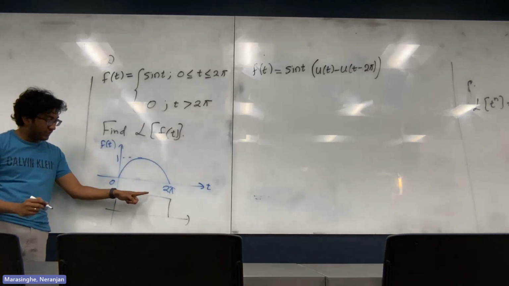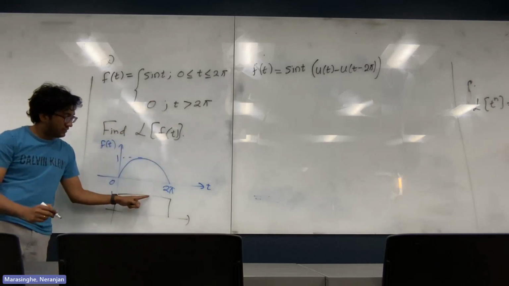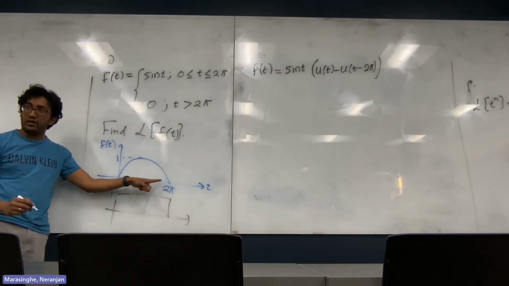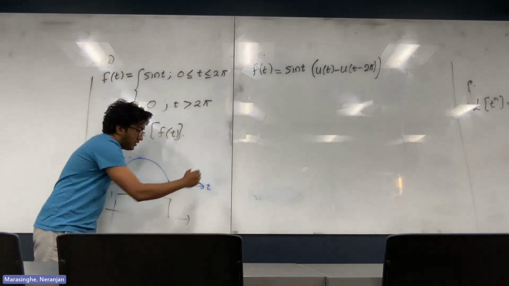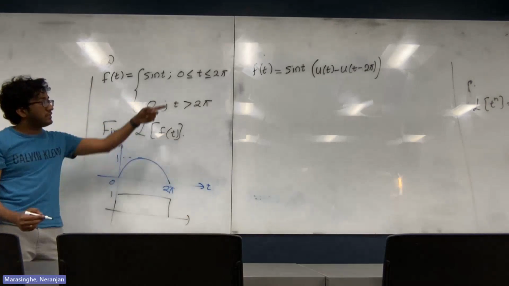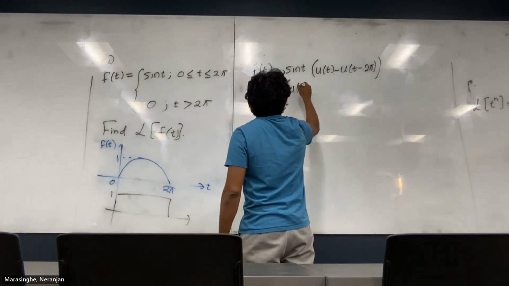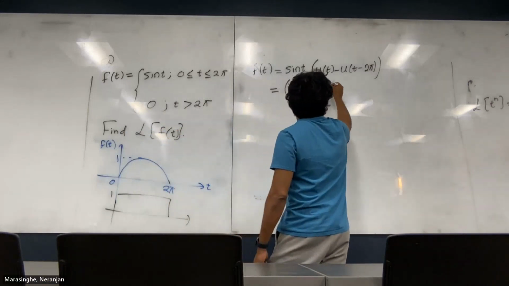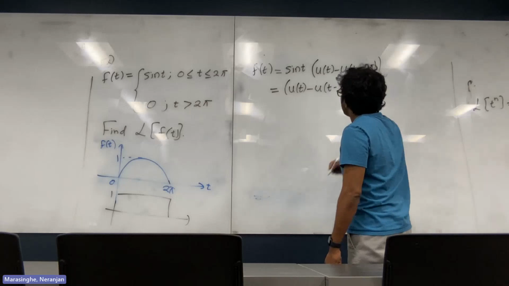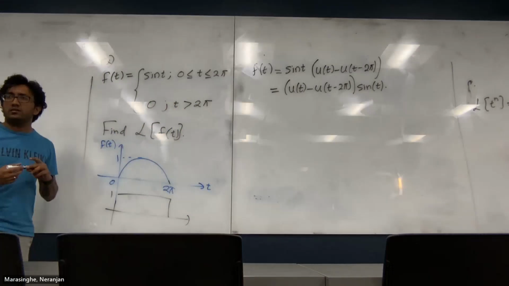So what would happen if you multiply sine t and this function? You would get only this portion. Sine t would go like this, but this function is 0 when t is greater than 2 pi. So this is the representation. This is equal to sine t times u(t) minus u(t minus 2 pi). Any questions about this point?